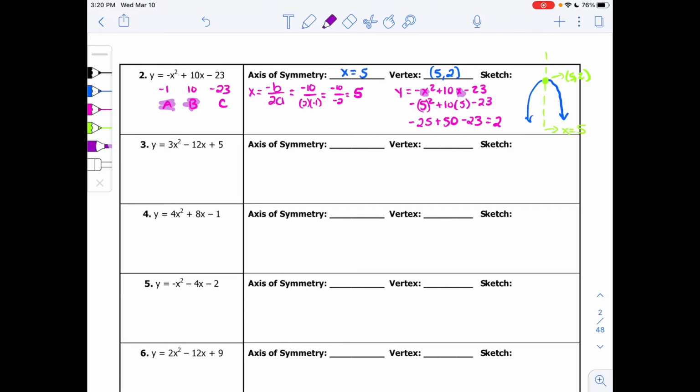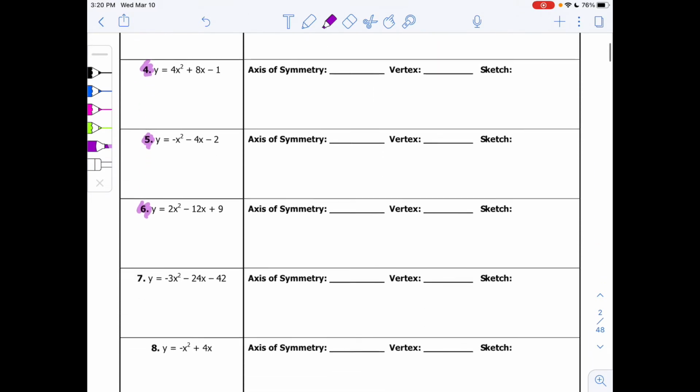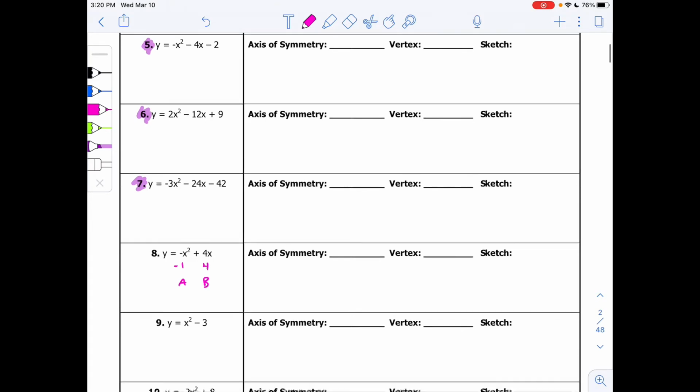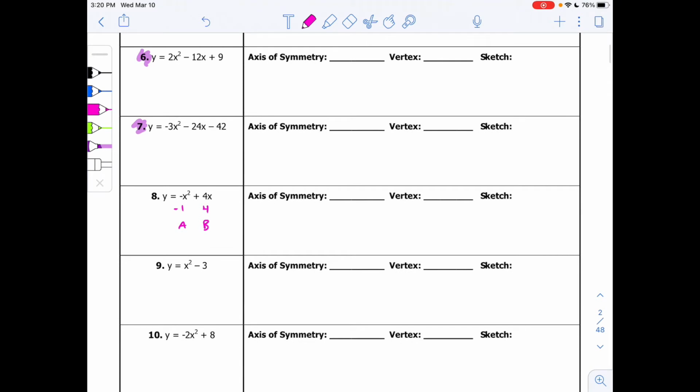If you'll go ahead and highlight numbers 3, 4, 5, and 6, and then highlight number 7, and let's take a look at number 8. So number 8, we're doing the same thing, but if you notice, we don't have a C. We only have an A, which is negative 1, and a B, which is 4, which is okay. That's all we need. So make sure when you do this one that you're using just A and B.